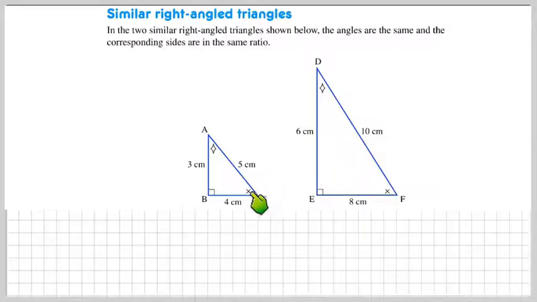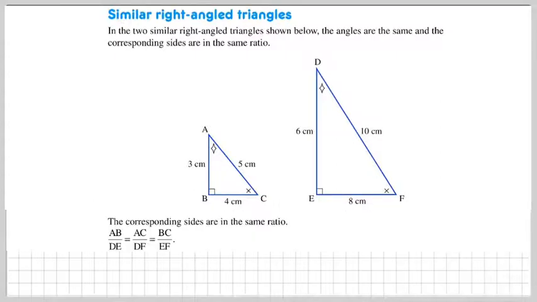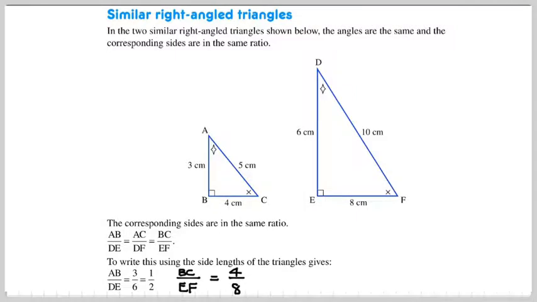Now, this sets the scene for what we're doing with trigonometry. So therefore the corresponding sides are in the same ratio as we have discovered. AB over DE. Now what's that? AB over DE would be a half, wouldn't it? And AC over DF is a half, and BC, this beastie, over EF would also be a half. They're all equal to a half. Yes, you agree?